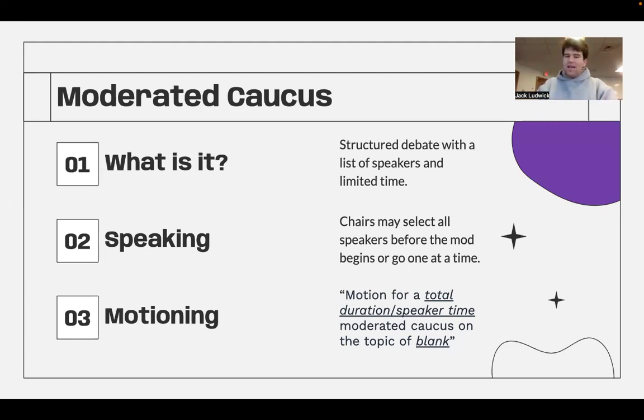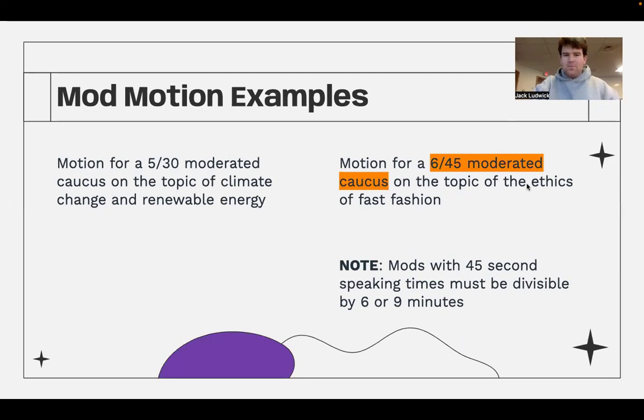All moderated caucuses have a topic. Let's say you are in the Pacific Island Forum, maybe a topic might be rising oceans. But all moderated caucuses will have a topic. And then we'll talk a little bit more about the total duration and speaker's time here. So these are some examples. Motion for a 5:30, 6:45. A lot of times you'll hear a 10:1, a 9:45.